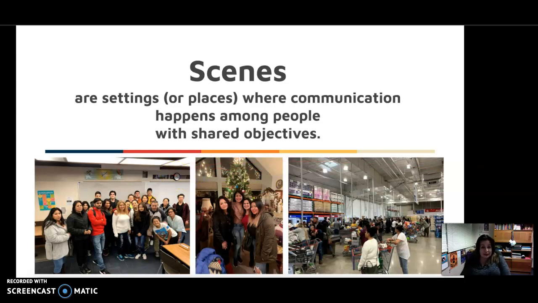And then my third example of a scene is at a grocery store. In this case, it's Costco. But it could be any grocery store. People go there for a reason, there's a shared objective, and people communicate there. So those are 3 different scenes, and we can see that at each of these places, communication happens, and people there have some kind of a shared objective. There's something that is bringing the people together.